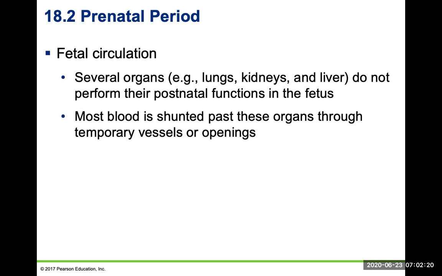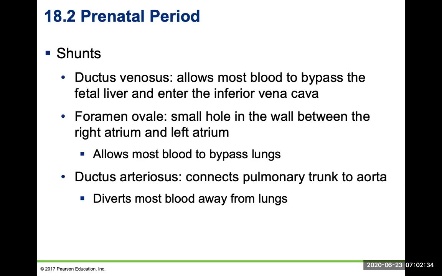Fetal circulation: there are several organs that do not perform their postnatal functions in the fetus, and most blood is shunted past these organs, the lungs, kidneys, and liver, through temporary vessels or openings, just because they're not fully developed yet. The ductus venosus allows most blood to bypass the liver and enter the inferior vena cava. The foramen ovale is a small hole in the wall between the right atrium and left atrium, and this allows most blood to bypass the lungs. And the ductus arteriosus connects the pulmonary trunk to the aorta to divert most blood away from the lungs. The lungs aren't ready to receive any blood because they're not fully developed yet.